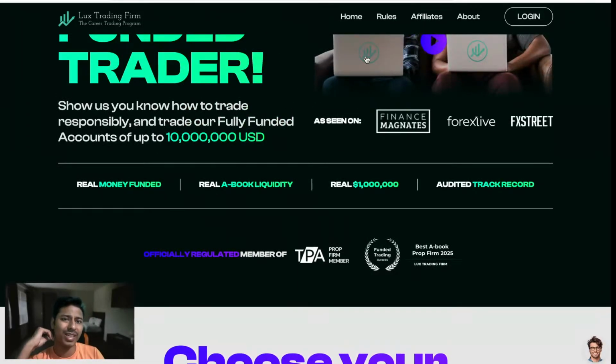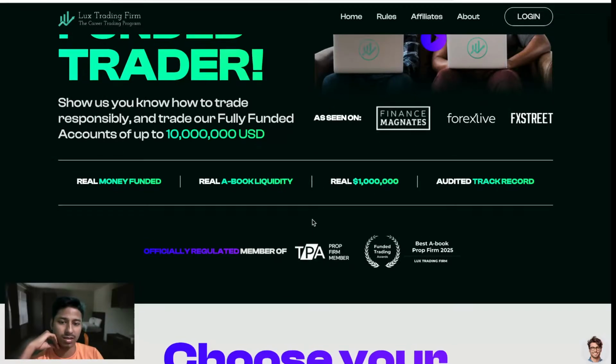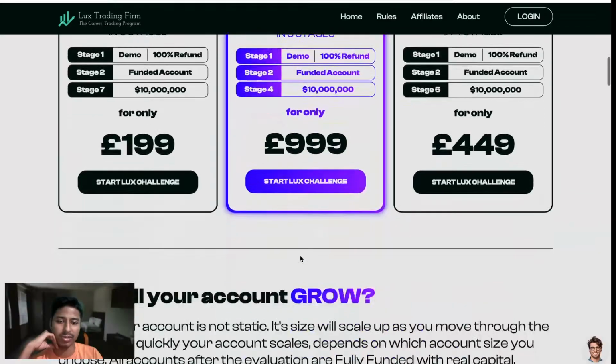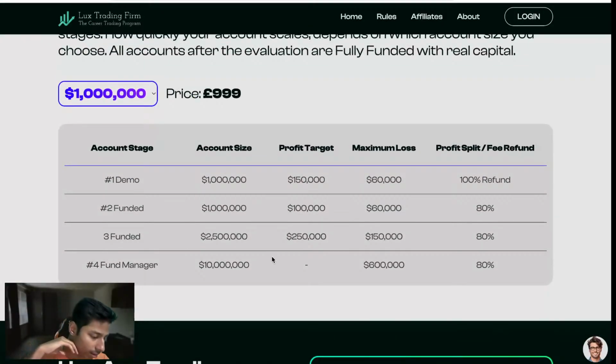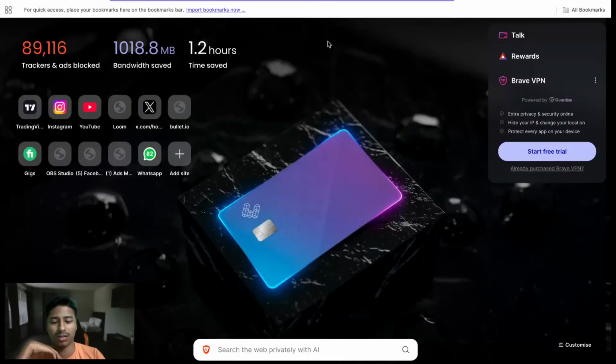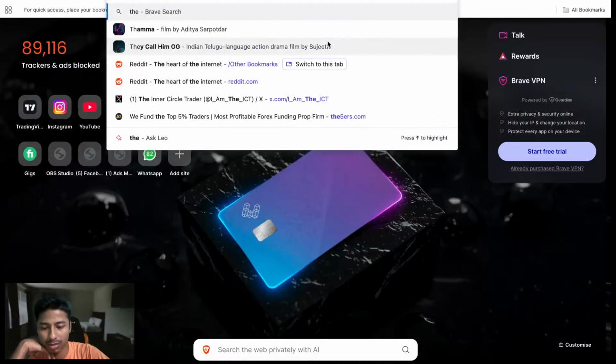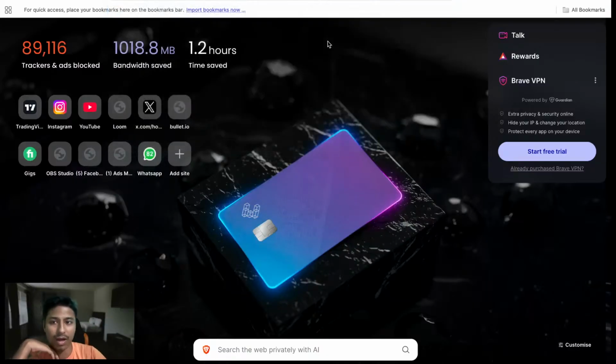There are many other props too, but this one and Fibers are in my eyes legit. They let you have real funding in big amounts. Any other for small starters who want to start from 5K? Yeah, Fibers is good. Fibers is really, really good. Let me show you.